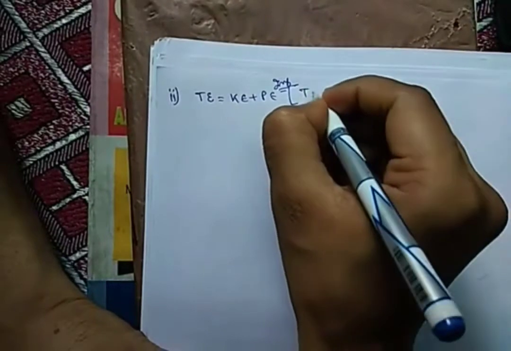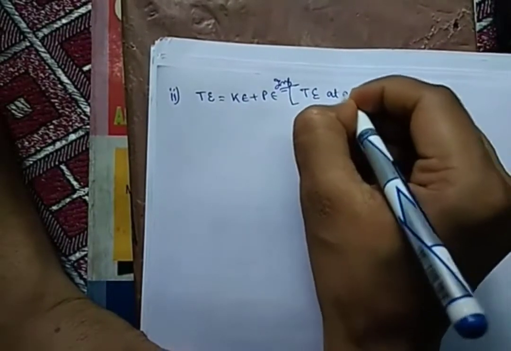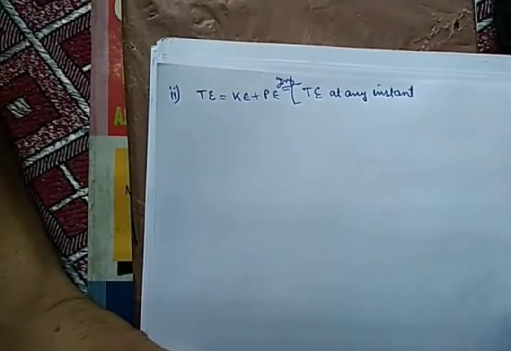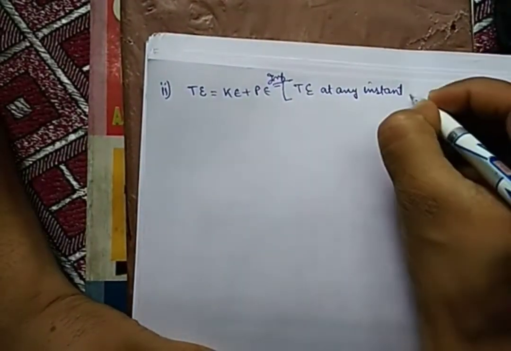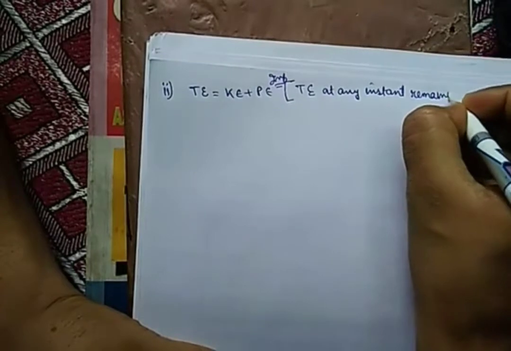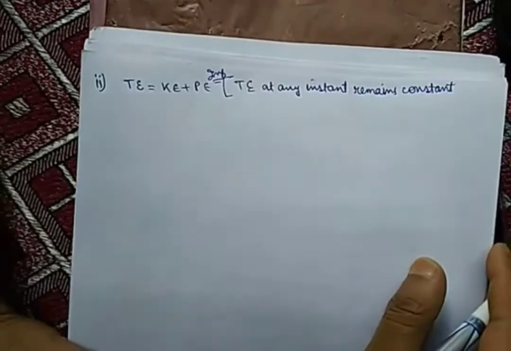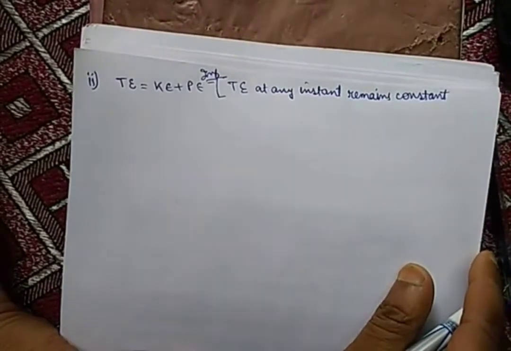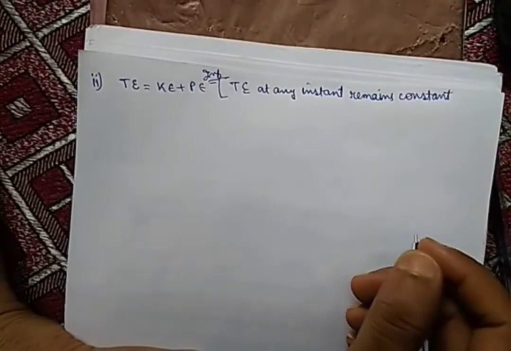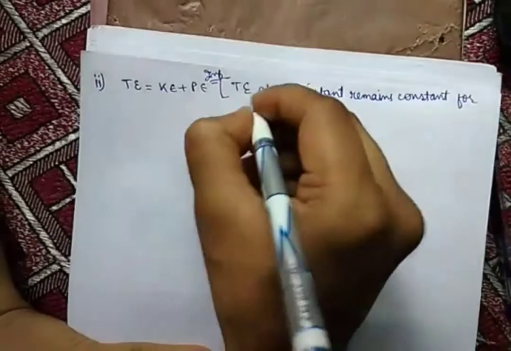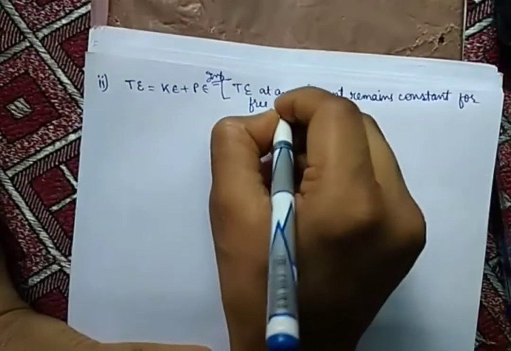So total energy at any instant remains constant. Total energy at any instant remains constant for a free fall body. For free fall, direct line, for free fall.